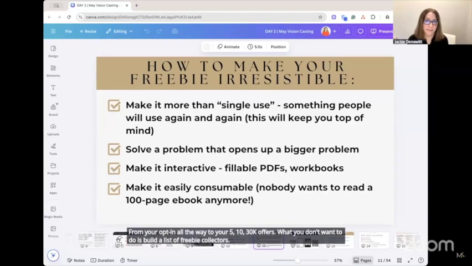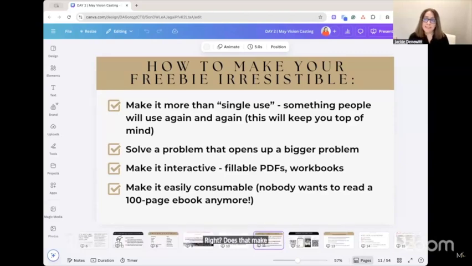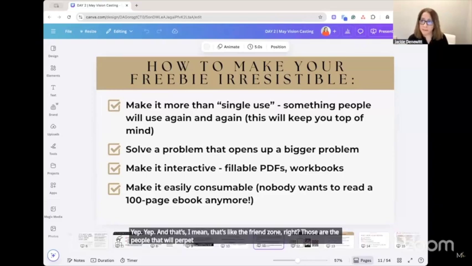Yep. Does that make sense? I mean, that's like the friend zone, right? Yeah. Those are the people that will perpetually be your friend, but it's never going to go any further than that. And that's not what we're looking for. And you're like, how do I avoid that? It's knowing your ideal client.